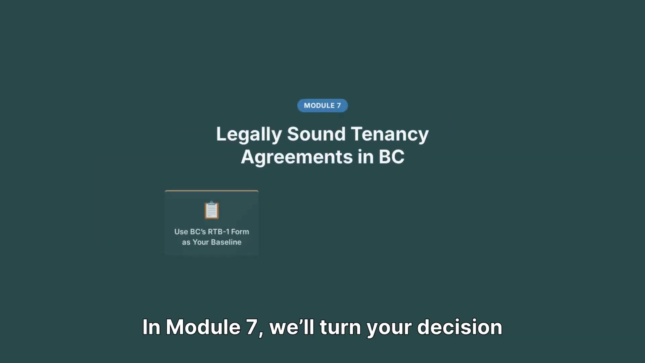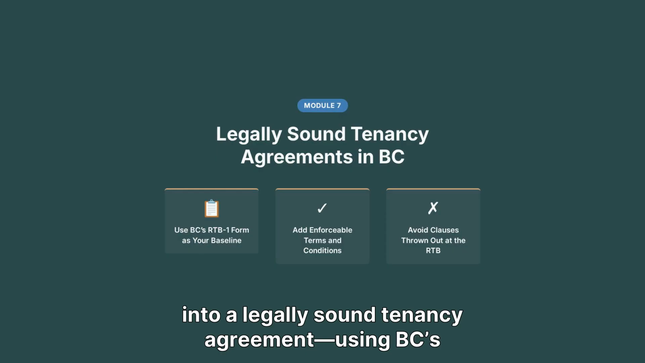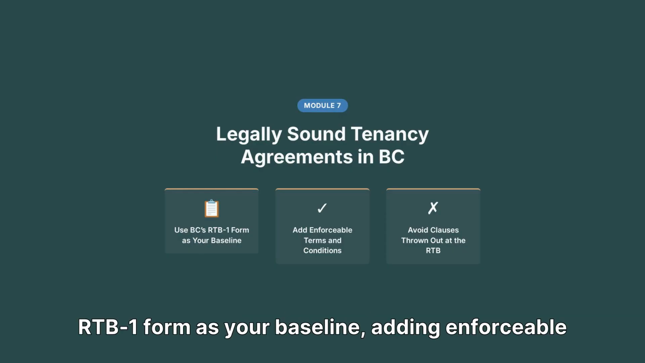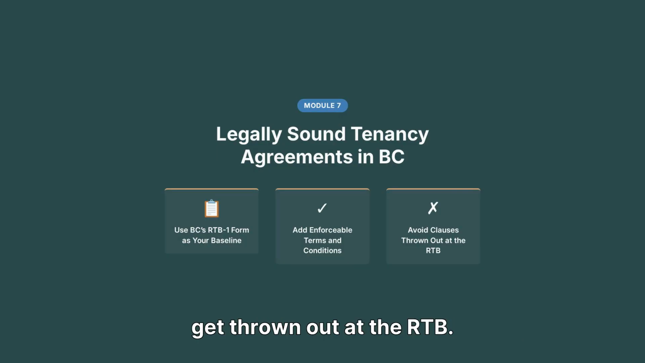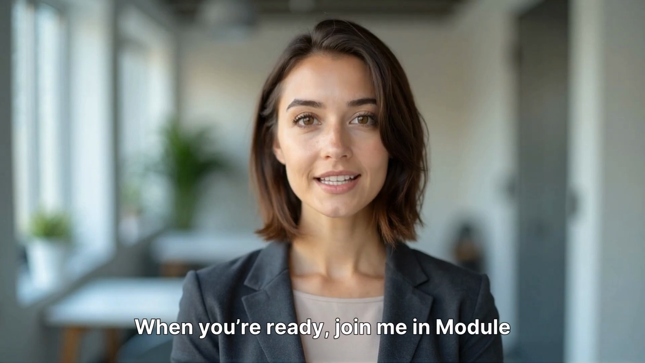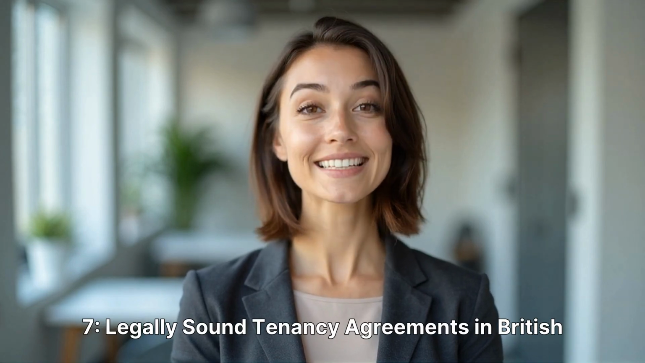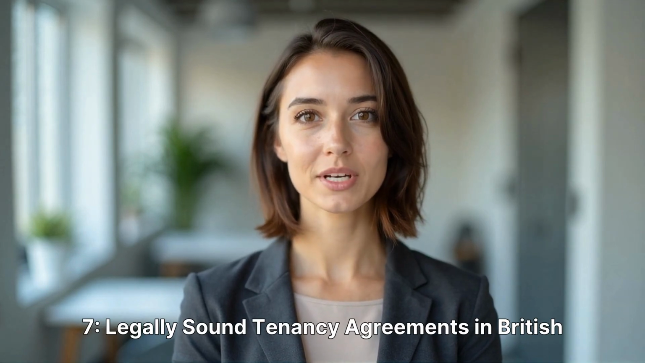In Module 7, we'll turn your decision into a legally sound tenancy agreement, using BC's RTB1 form as your baseline, adding enforceable terms, and avoiding the clauses that will get thrown out at the RTB. When you're ready, join me in Module 7, Legally Sound Tenancy Agreements in British Columbia.